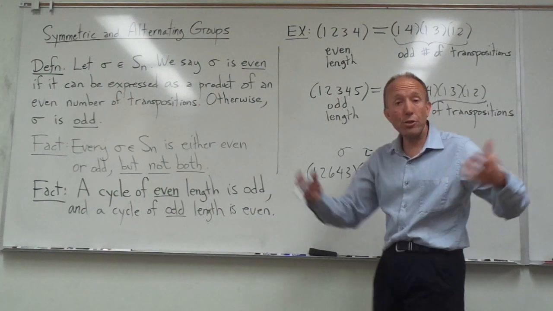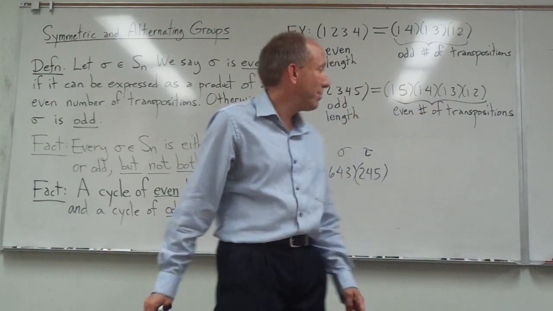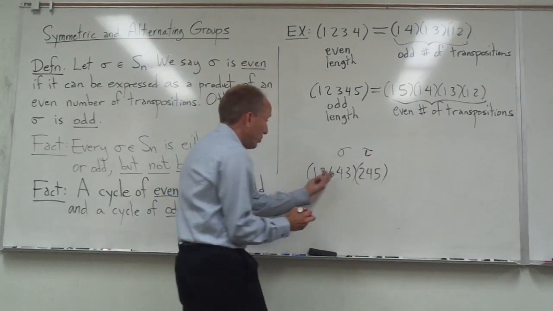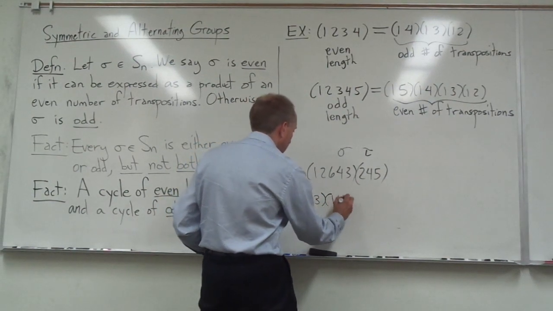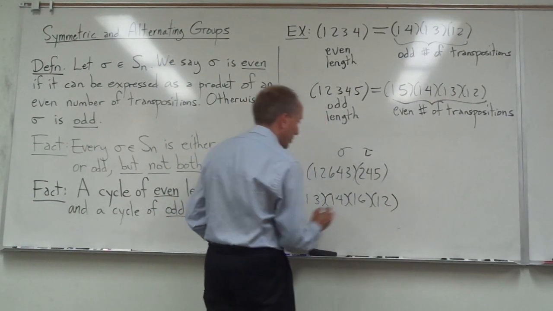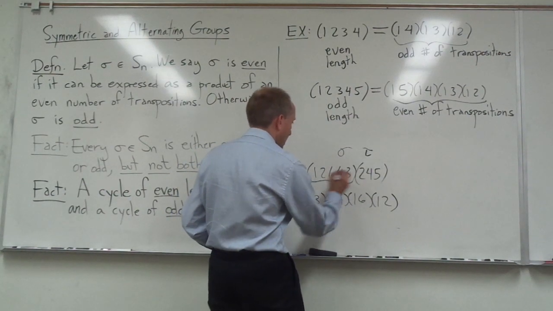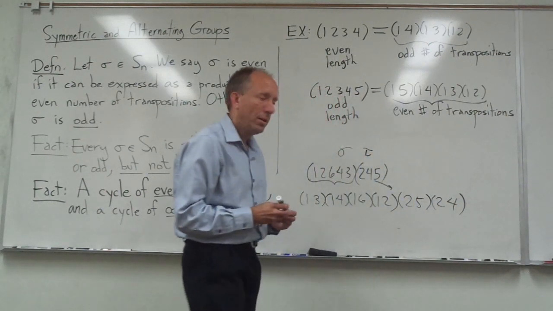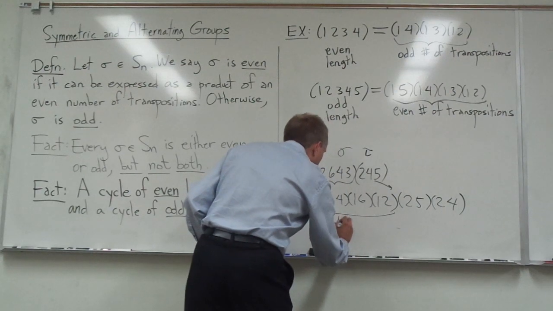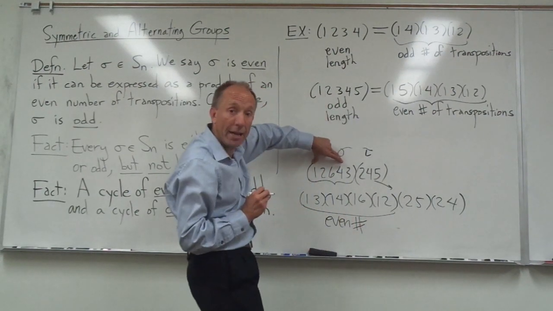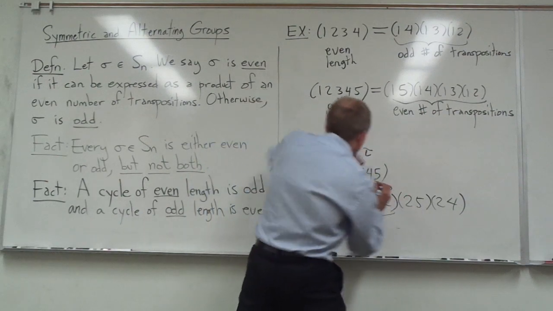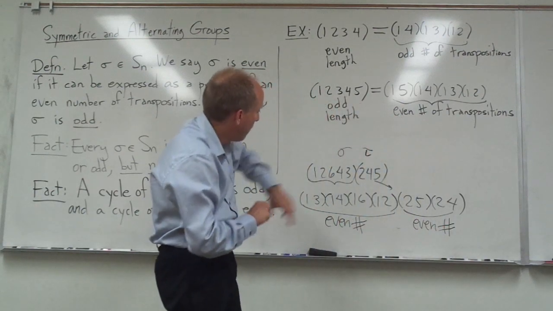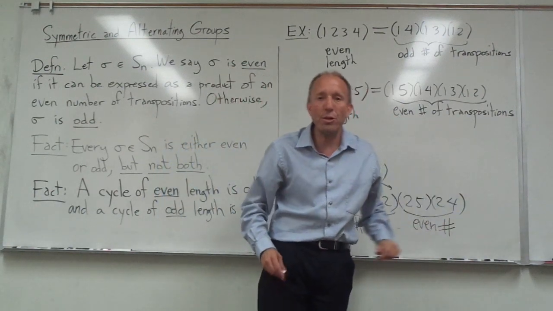Well, if I'm multiplying them together, I just set them side by side. And what you might notice, for example, in this case, look at sigma. If I wrote sigma in terms of transpositions, it would be (1 3)(1 4)(1 6)(1 2). That's sigma. And then tau would be (2 5)(2 4). This is an even number of transpositions. Makes sense because sigma had odd length, and tau also has odd length, and that's an even number of transpositions as well. We have 4 transpositions and 2 transpositions.